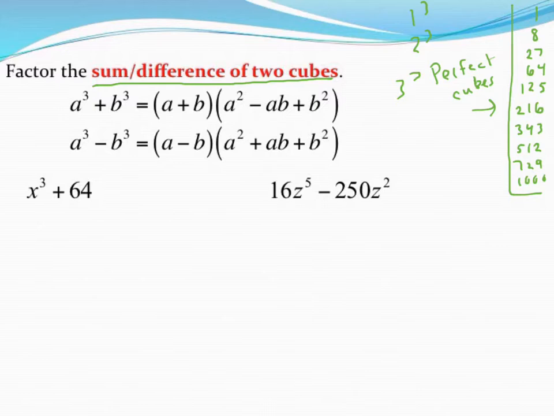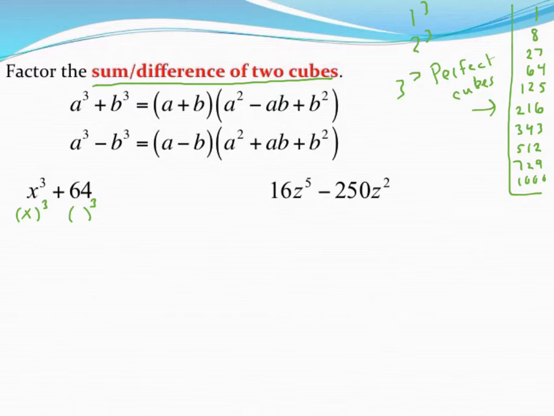So the first thing that I'm going to do is sort of a little half step. I'm going to put a little parentheses under each of those terms, and I'm going to write to the third power. And what I want to do is in those parentheses put what number or what variable would get me the original problem. And so obviously for this first one, it's just going to be an x, because x to the third is x cubed.